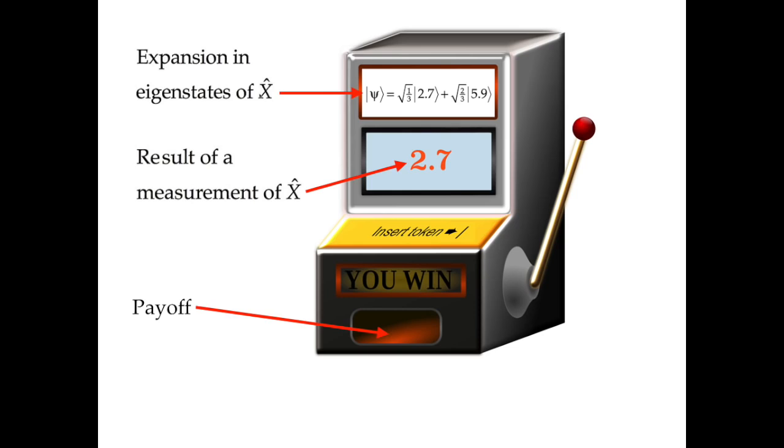Now, for machines whose psi is a single eigenstate of x, with eigenvalue little x, then playing on that machine is not a game of chance. It's just a matter of putting in one token and receiving back little x tokens. Let's call that a classical machine, because it could be implemented without quantum systems, without quantum technology.